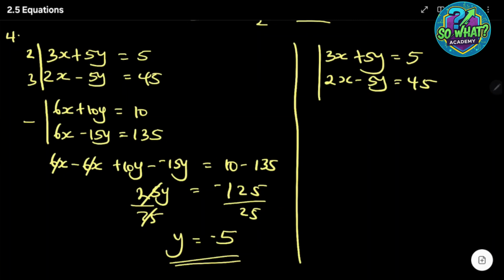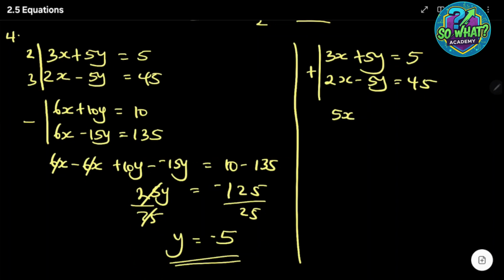Now my question is, is it going to be eliminated by putting a minus here or a plus here? If I put a minus here, it will be 5y minus minus, in fact, it will become 10y. So you have to be wise and know which operation you put. So basically, the operation you put there is a plus, such that 5y plus minus 5y becomes a 0 and y is automatically eliminated. So it will be 3x plus 2x, and that's 5x.